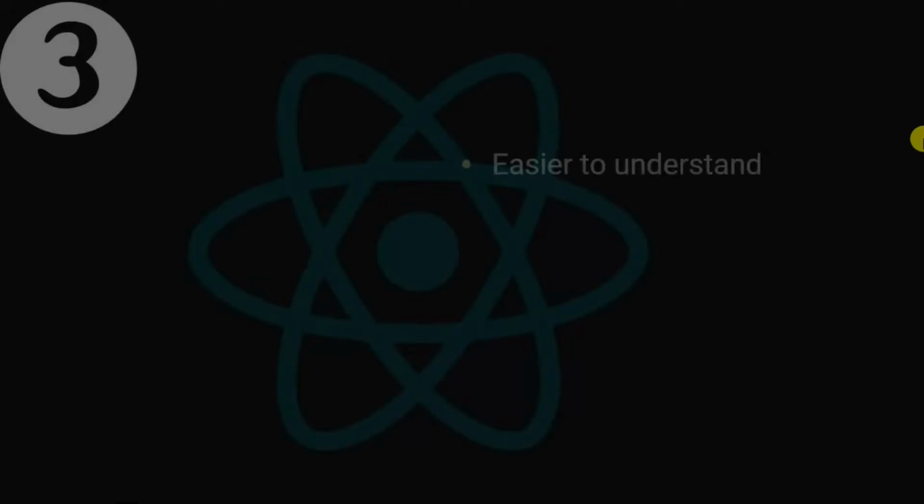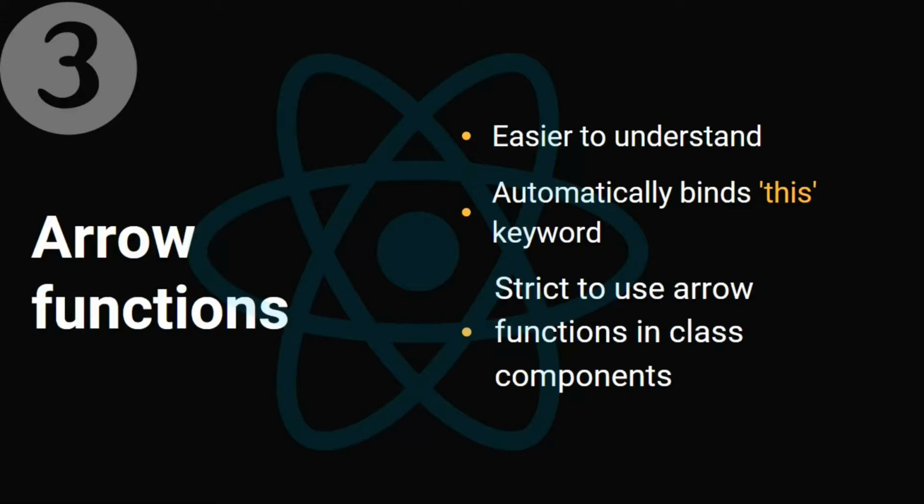The list then includes arrow functions, which are easier to read and understand. We don't need to worry about binding this keyword because the arrow functions will take care of it automatically. Additionally, in class components, it is mandatory to use arrow functions.